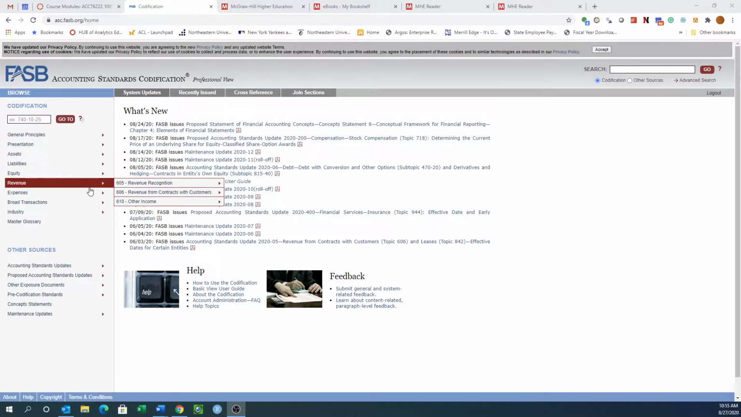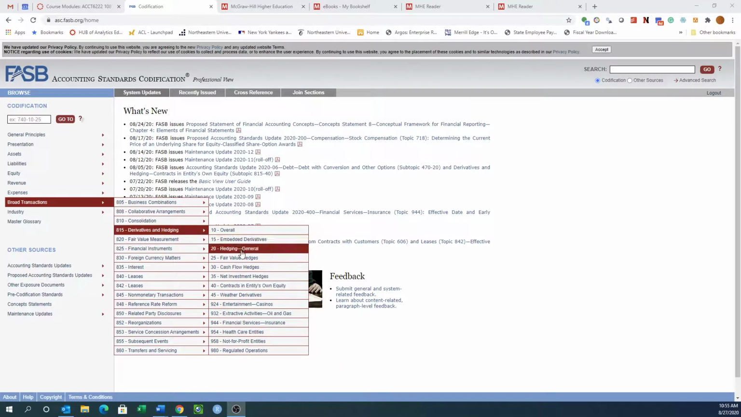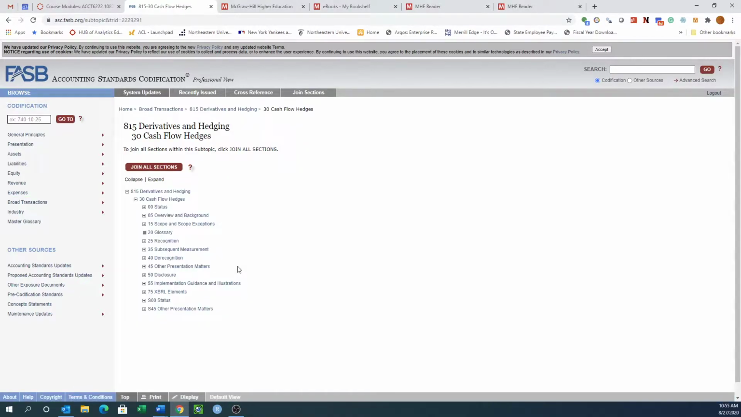The first one we were talking about is cash flow hedges. So let's just take a look, see where we're going to be heading. So we want to go to 815-30. This is going to give us our discussion of cash flow hedges. And this is really where you want to look: the overview, recognition, subsequent measurement, etc. Right? And we already talked about what is the subsequent measurement of any of these hedge models.